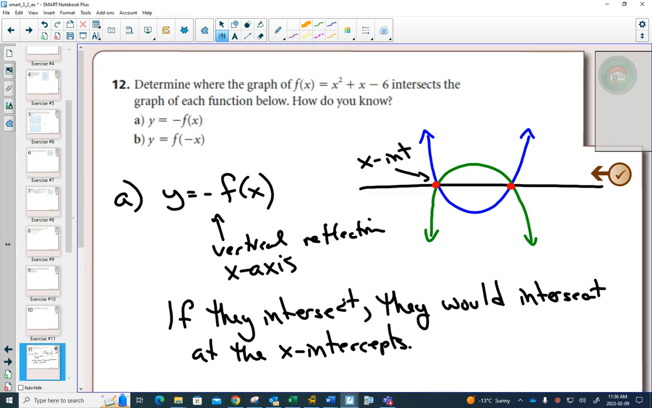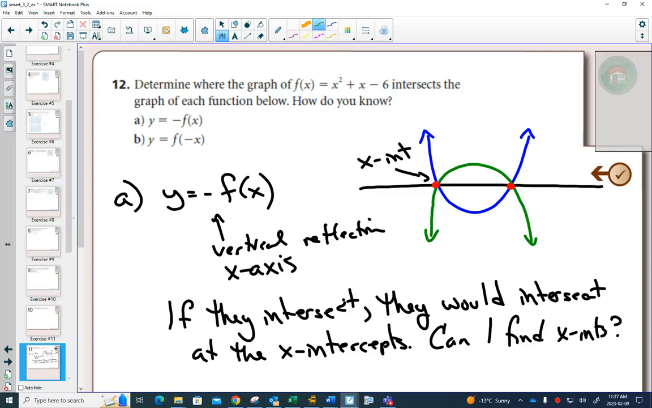I wrote down what I did know, and I've discovered that if they do intersect, it would have to be x-intercepts. And then I ask myself the question, well, can I find x-intercepts? Do I know how to do that? Have I learned that before? Yes. Do I need the green equation to find them? Or if I find them on the blue graph, it would be enough. Yes, because they're going to have the same x-intercept.